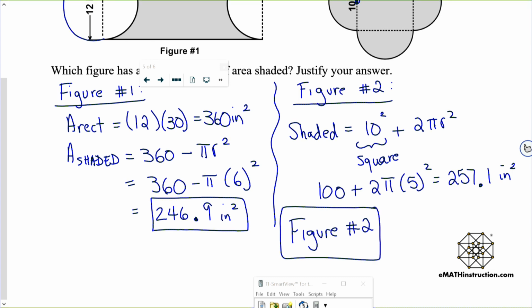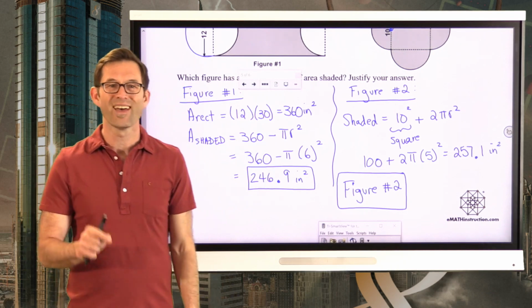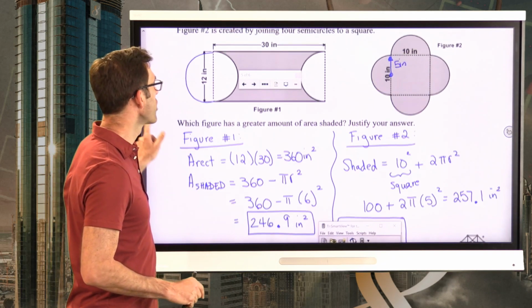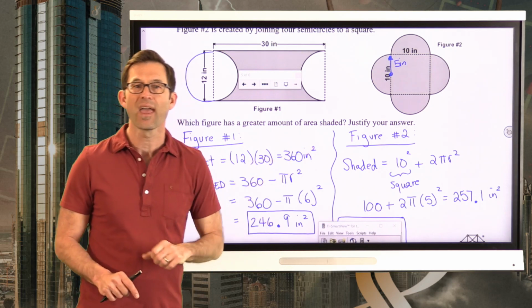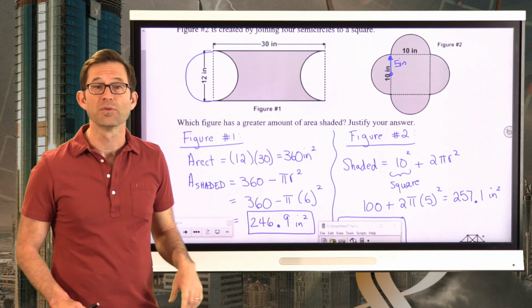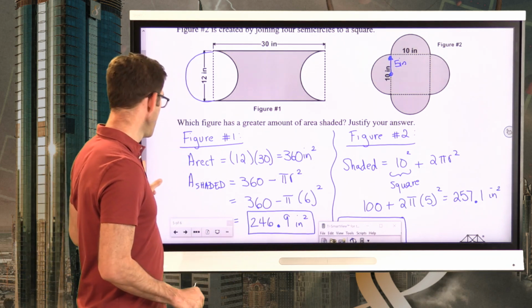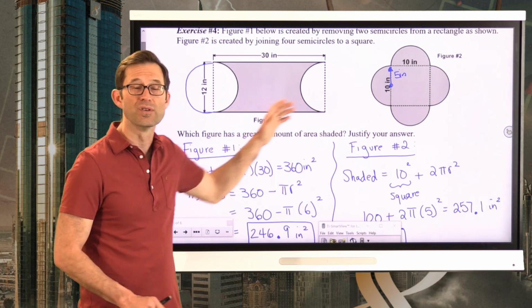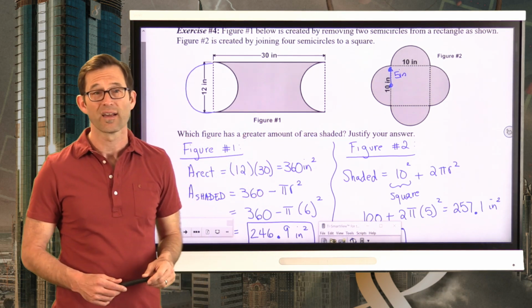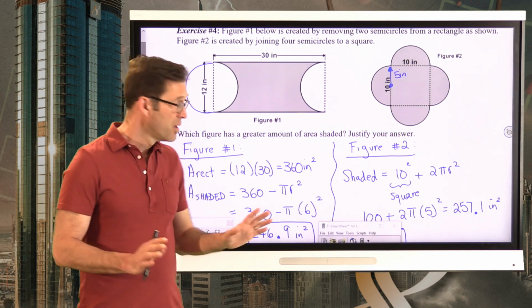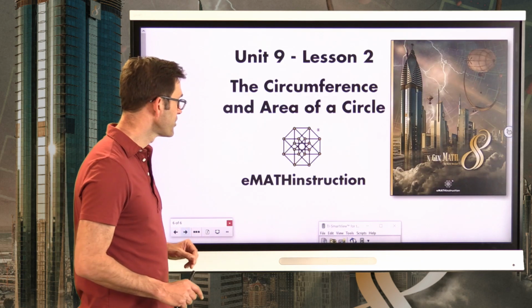Not by a lot, and certainly not something that you could really tell by just sort of looking at the figures, right? And I did try to draw these figures more or less to scale, and yet it would be very difficult to spot the difference between 246 and 257 square inches just by looking at the picture. In fact, I would say it's actually pretty much impossible. Okay. Anyhow, let's wrap this up.